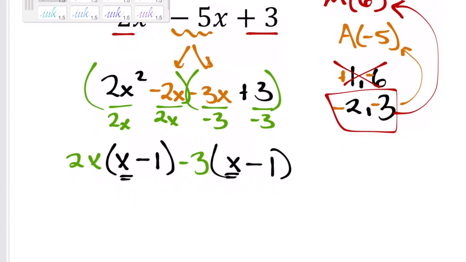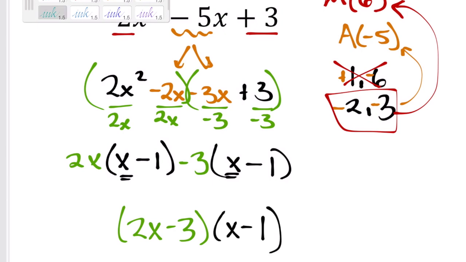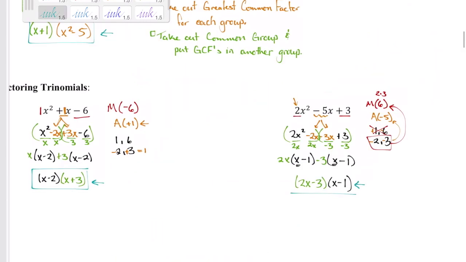If they don't match, you want to go back and triple check that you've taken out what you can because those insides should match every time. Leaving us with a 2x minus 3 and an x minus 1. And then we're done.